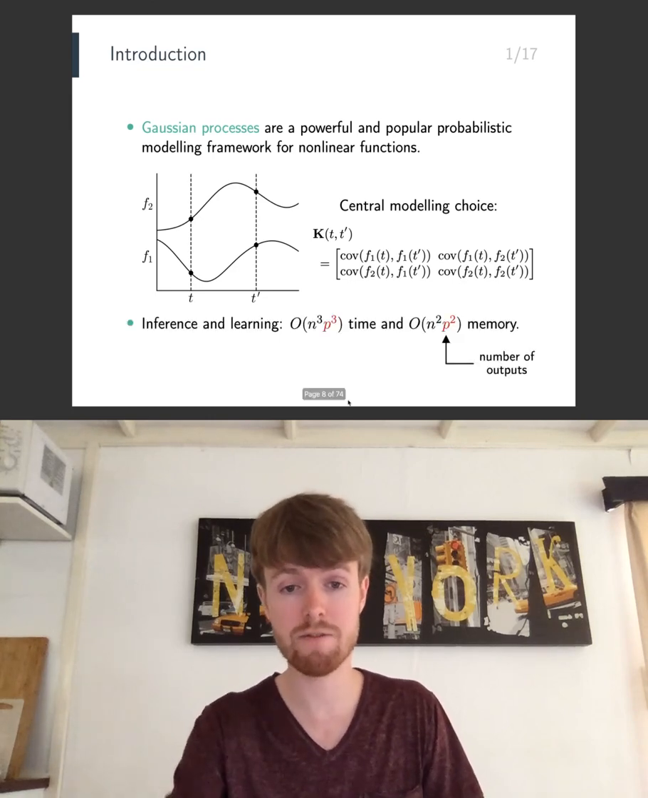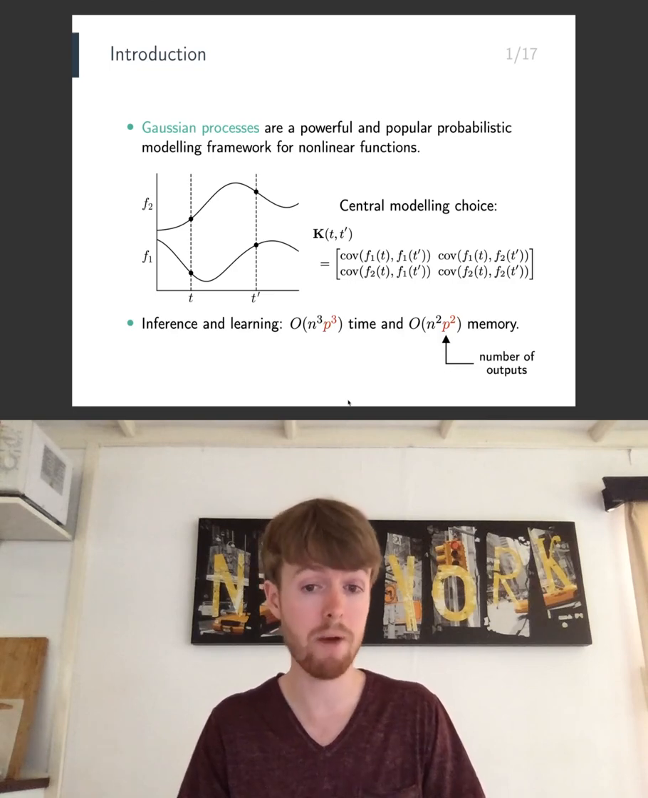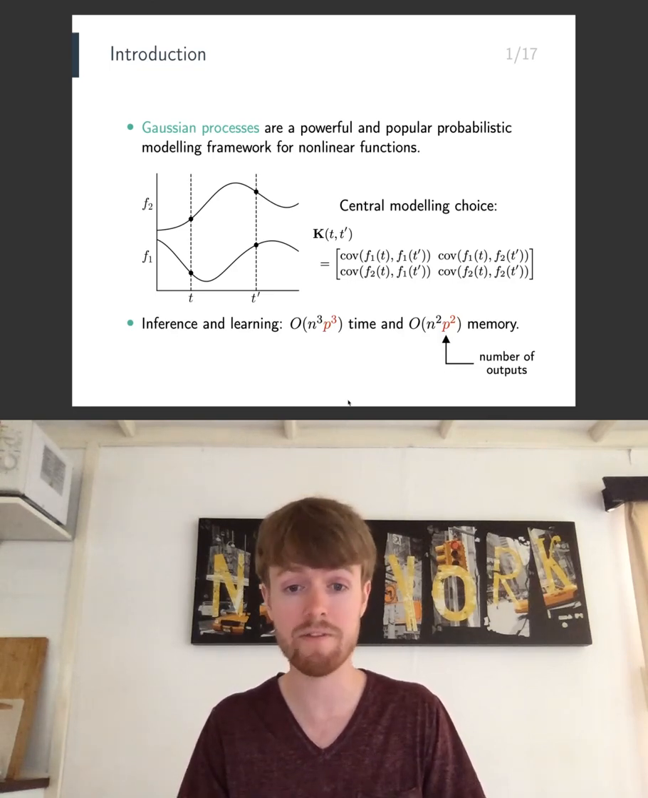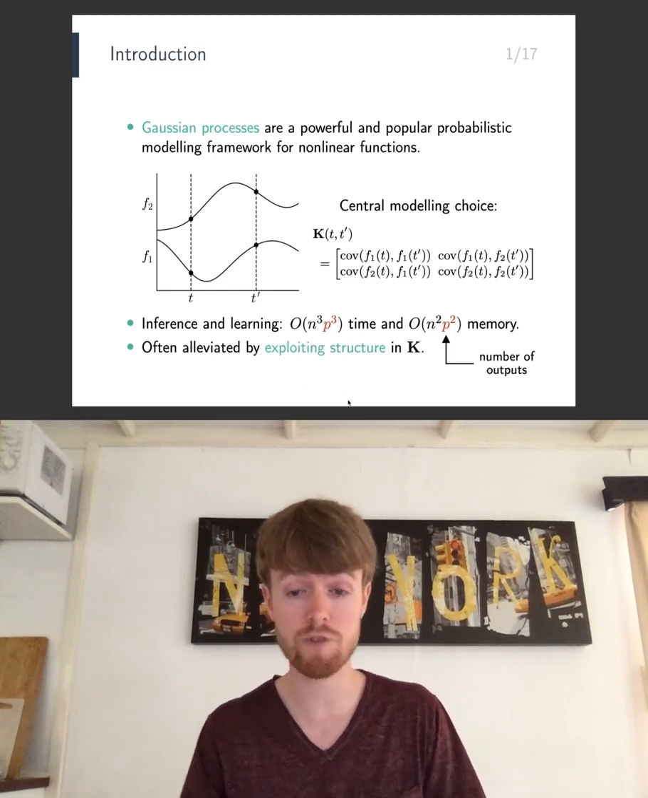Inference and learning in general multi-output Gaussian processes is prohibitively expensive, scaling cubically both in the number of points in time n and the number of outputs p. But often, these complexities can be reduced by exploiting structure in the kernel k.